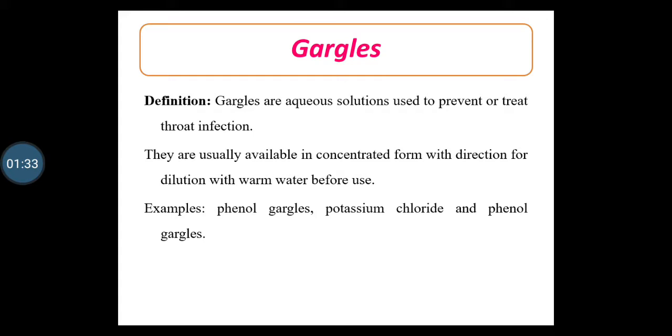Phenol or thymol is generally present in small concentration for its antibacterial activity. We use potassium chromate in the gargles for its weak astringent effect to tone up the relaxed throat. It also stimulates secretion of saliva, which relieves the dryness of the throat. The examples of gargles are phenol gargles, potassium chloride, and phenol gargles.